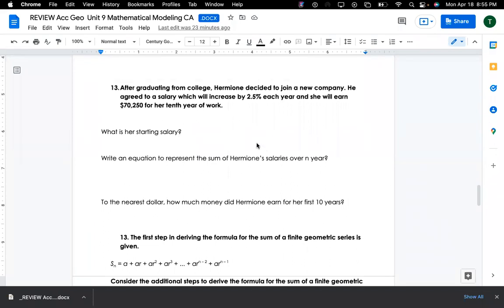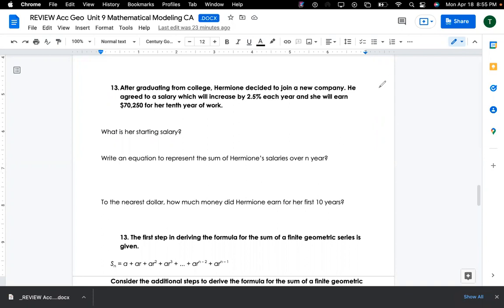Okay, so after graduating from college, Hermione decided to join a new company. She, sorry, a typo, agreed to a salary which will increase by 2.5% each year. She will also earn $70,250 for her 10th year of work. What is her starting salary? Okay, so what you're going to do is you can either write this out. I like to do this visually, and then I like to use the equation.